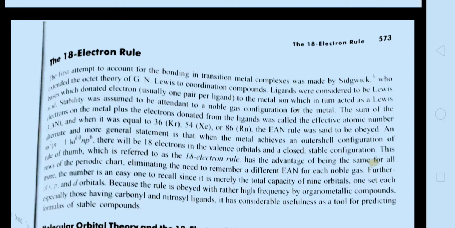And what is the reason for this? The reason for the stability of these compounds was assumed to be their tendency to attain the stable noble gas configuration for the metal. Here the sum of the electrons on the metal plus the electrons donated from the ligands was called the effective atomic number. That we have already studied. Effective atomic number means the total number of electrons possessed by the metal and the electrons donated by the ligands to the metal.